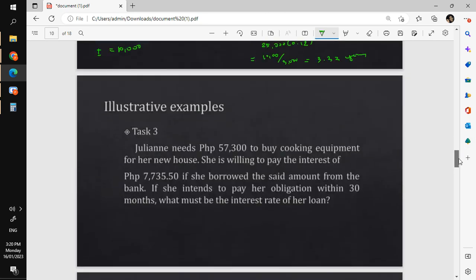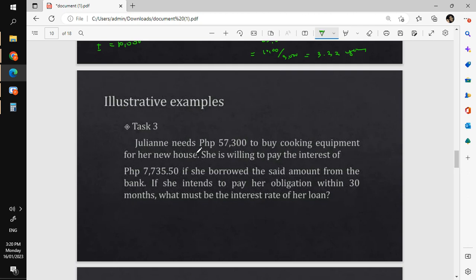So this is the time that Sophia used the money, 3.33 years. Okay, we have another example. Julia needs 57,300 to buy cooking equipment for her new house. She is willing to pay the interest of 7,735.50 pesos if she borrowed the said amount from the bank. If she intends to pay her obligation within 30 months, what must be the interest rate of her loan?